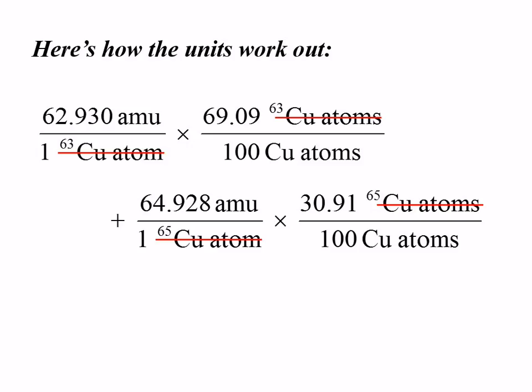And again, the units for atoms of copper 65 cancel, and we're left with AMUs per copper atoms. So we multiply that out, and we get our 63.55 AMUs per 1 copper atom.